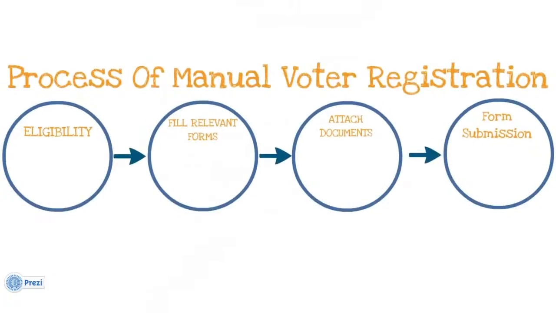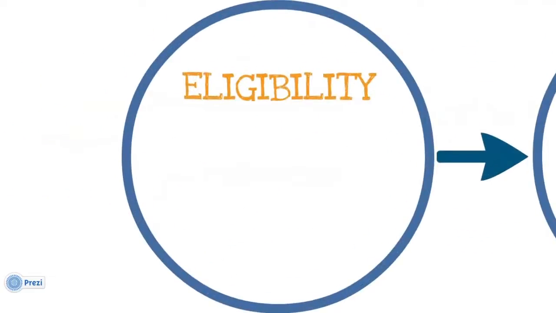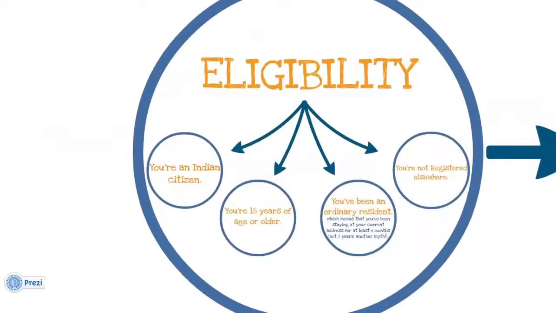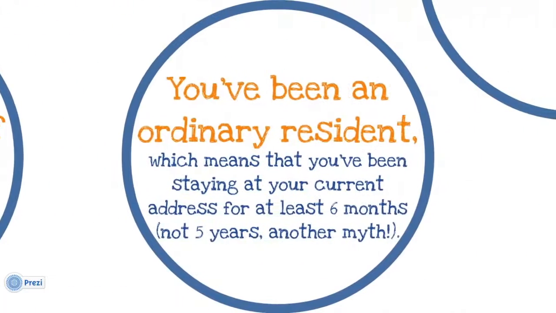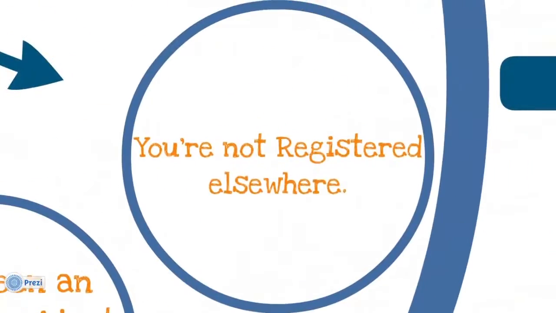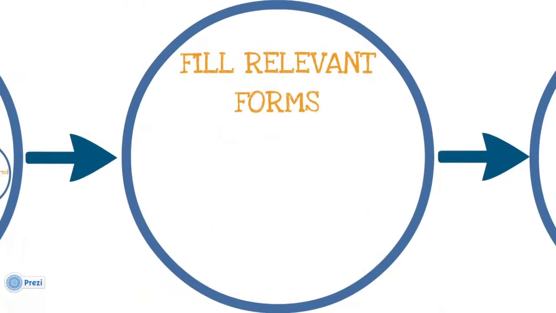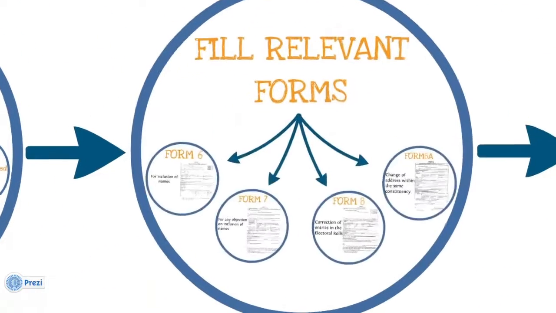Now let's have a look at the manual process of voting. Before you begin registration, check if you fit the eligibility criteria. You have to be Indian citizen. You have to be above 18 years. You have to be living at your current address for at least 6 months. You're not registered elsewhere.